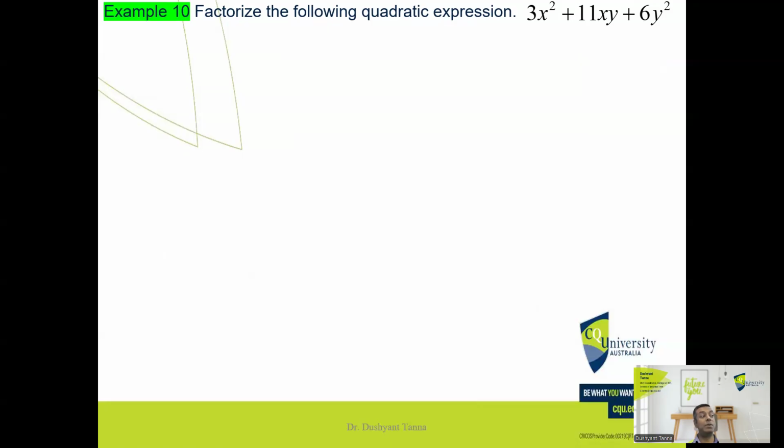No, no, no. Oh, you're writing the answer. Sorry. Go on. Yep. 3x squared plus 9xy plus 2xy plus 6y squared.